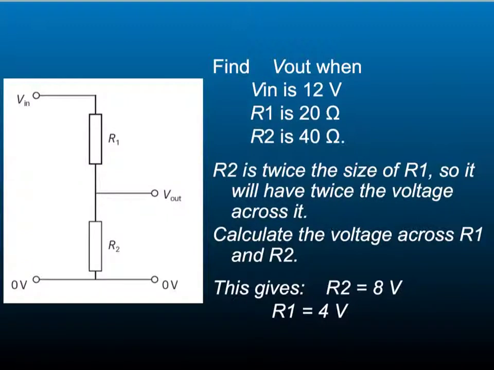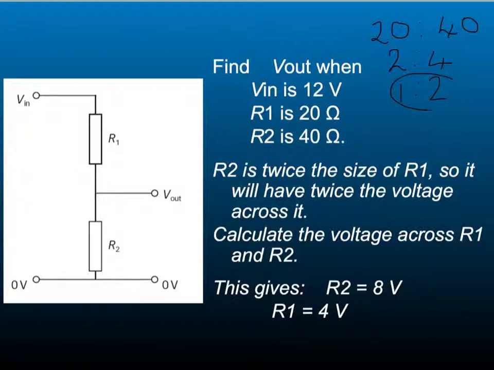Sometimes it's a little bit more complicated than this, as the resistors are not always equal. In this example, R1 is 20 ohms and R2 is 40 ohms. Now R2 is twice the size of R1, so it will have twice the voltage across it. If we want to calculate the voltage across R1 and R2, we can do it by using ratios. So if we look at the problem, R1 is 20 ohms and R2 is 40 ohms. We can simplify that down to 2 to 4 and then 1 to 2. So the voltage will split to the ratio of 1 to 2.